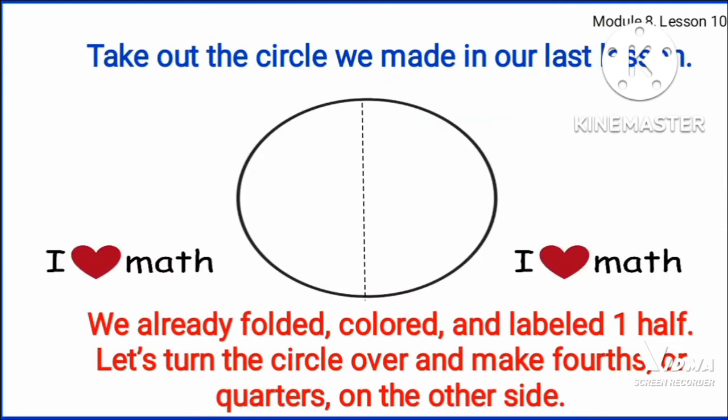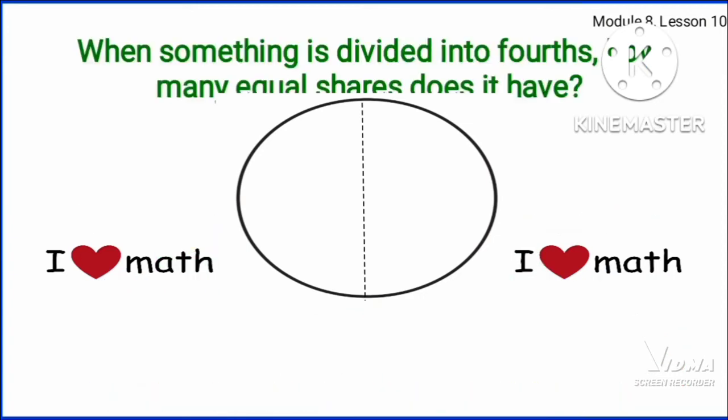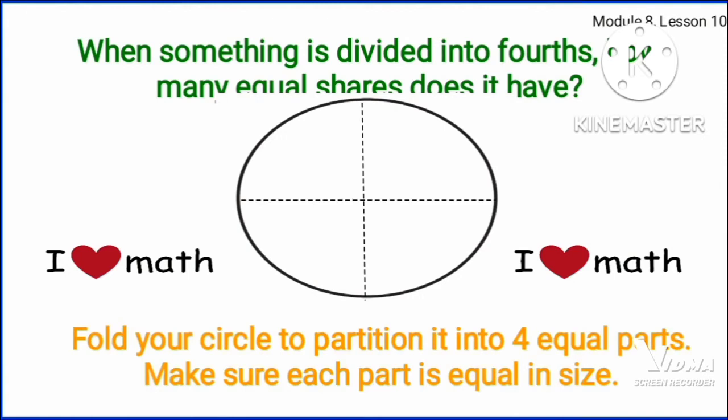Now, take out the circle we made in our last lesson. We already folded, colored, and labeled 1/2. Let's turn the circle over and make fourths or quarters on the other side. Yeah, fourths. Another name for fourth is quarter. When something is divided into fourths, how many equal shares does it have? 4 parts. Look at it. Now fold your circle to partition it into 4 equal parts. Make sure each part is equal in size, as I've done mine.